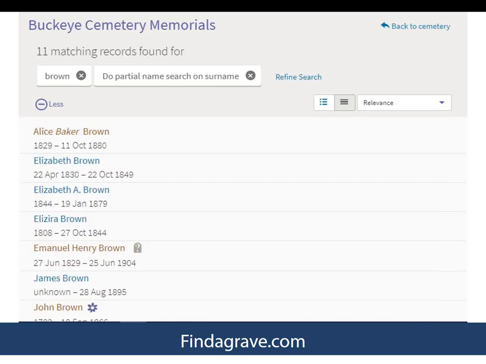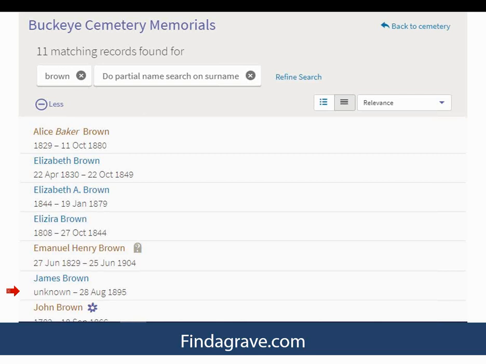So who else is buried in Buckeye Cemetery? There's a feature on Find a Grave, and this can be used on several of the cemetery databases, but there's a way to just look at the Buckeye Cemetery memorials. And at this point I said, let's just look for people with the surname of Brown. Well, there are 11 Browns in Buckeye. There's Alice Baker Brown, who's his wife, so we already knew about her. There's Emmanuel Henry Brown, which we know who he is. That's who we're examining at the moment. But there's also a few Elizabeth Browns: Elizabeth Brown dying in 1849, Elizabeth Brown dying in 1879, Elzariah dying in 1844, James Brown, 1895, John Brown, and so on.